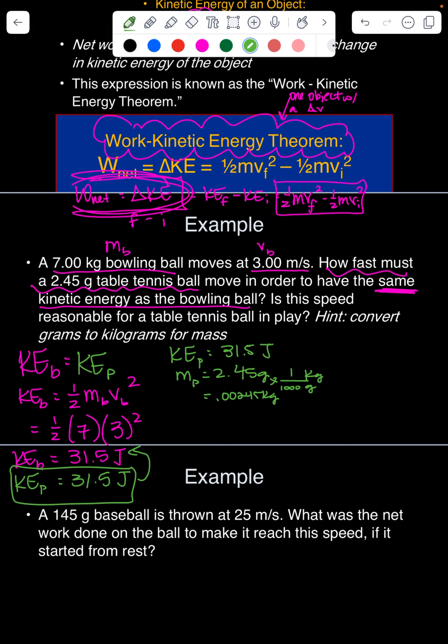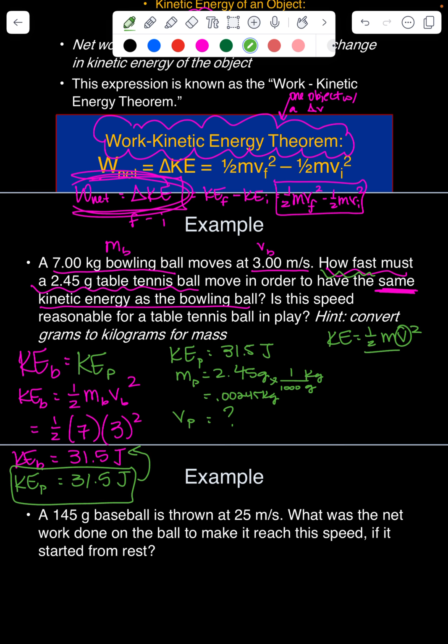Now, I asked you, how fast must that ping pong ball be moving in order for it to have the same kinetic energy as the bowling ball? So we are looking for the ping pong ball's velocity. We know that kinetic energy is 1/2 mv squared. We are looking for that ping pong ball's velocity. Now we have done things similar. We've seen this equation similar to this.